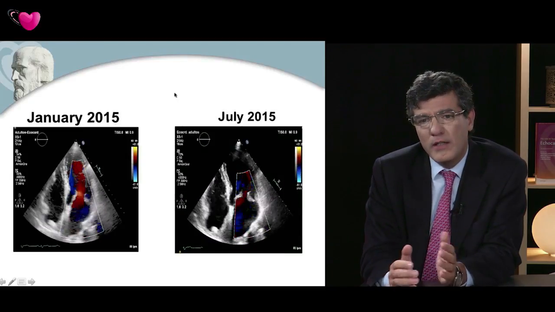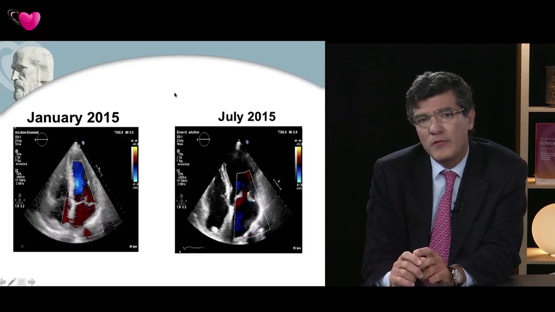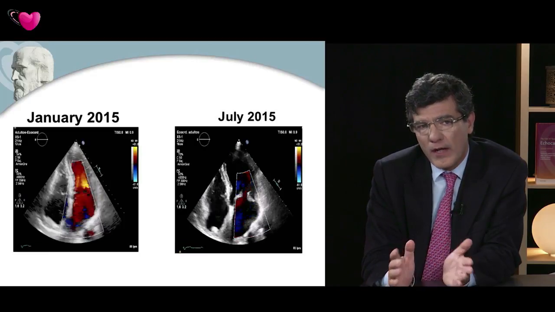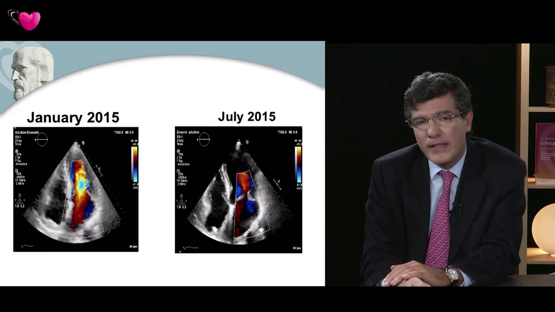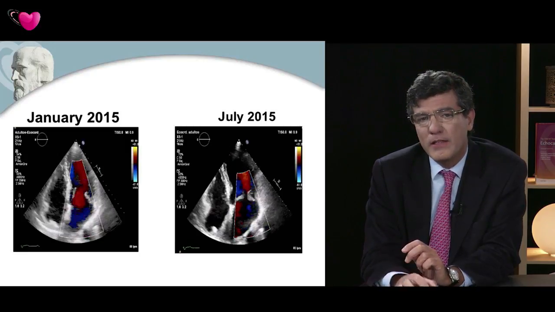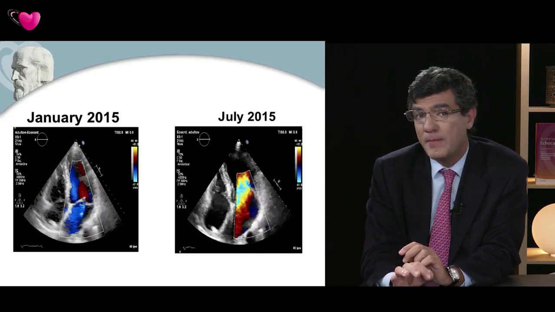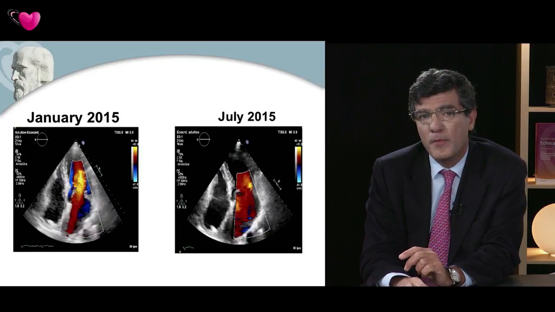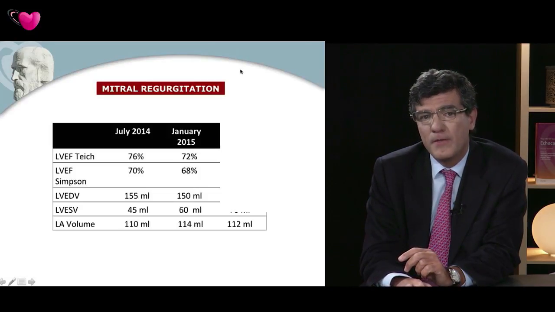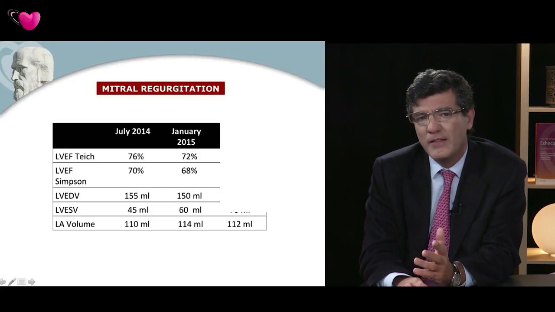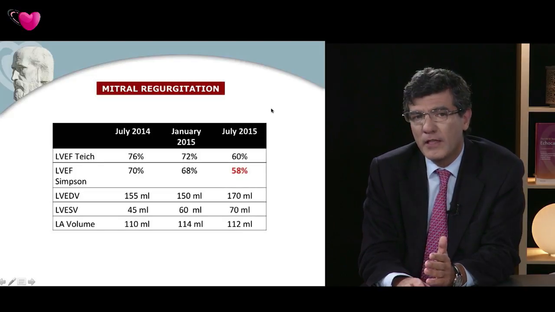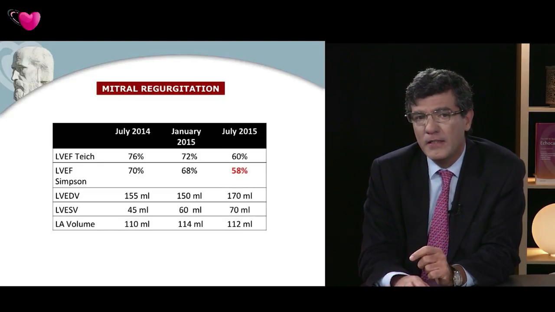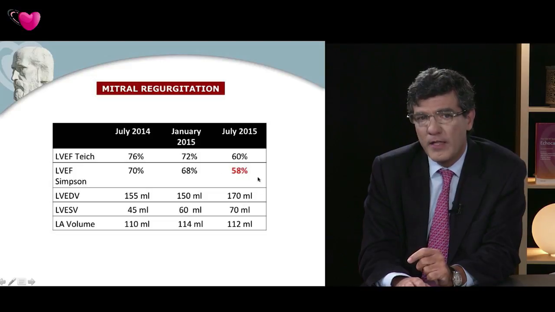So the question here: will you be happy to take a decision with your eye here? I think it's quite tricky. What really matters here is to have the same, accurate information during the follow-up of this patient. So what happened? Here we have 70%, 68%. Is that really different, or is it a different method done with a different hand? And in July, 58%.